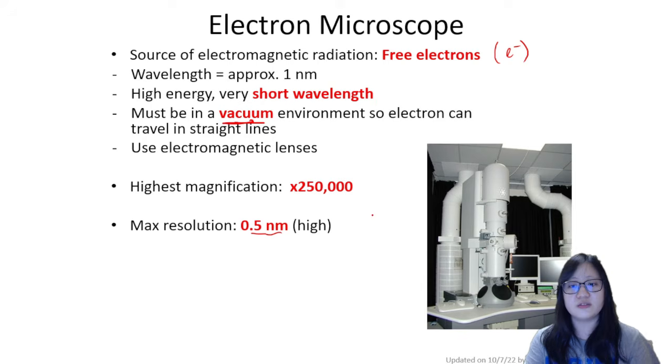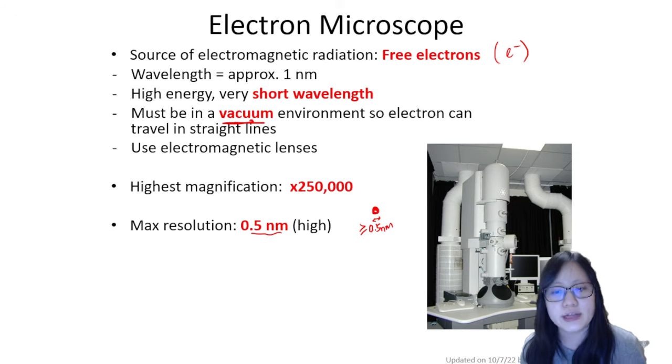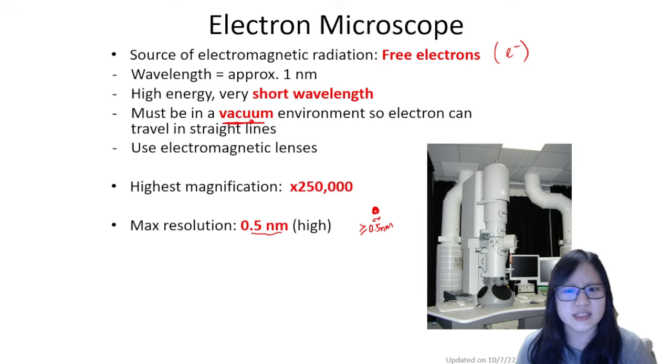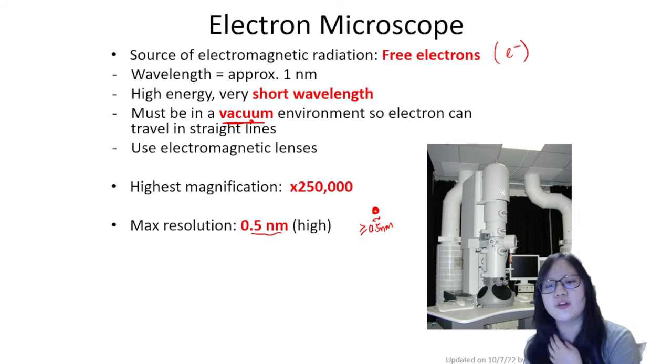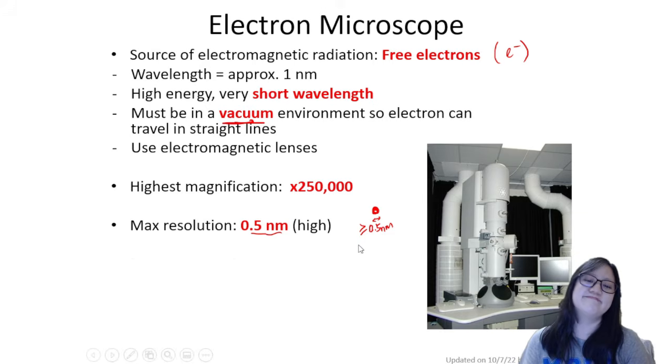Because what is this value? Again, this value is the shortest distance, the minimum distance two points need to be at. So if an object is like 0.5 nanometers big, anything above 0.5 nanometers, this object will be able to be seen under the electron microscope. The smallest organelle of the cell, again, is ribosomes, and it's 25 nanometers wide, so it would be definitely very visible under the electron microscope.